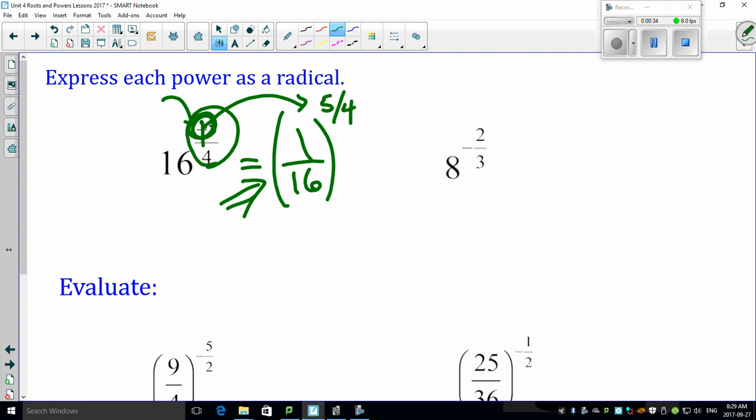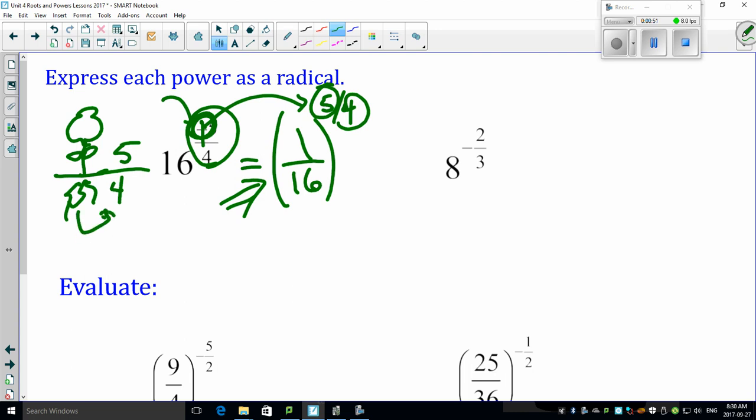Now just go back and do the exact same thing you did before. Flower power. Do you remember it? There's the flower, there's the roots. So this means you have a 5 over the 4. 4 is your root, 5 is your power. So you can express this now as the fourth root of 1 over 16, all to the power of 5. There you go. Easy peasy, right?